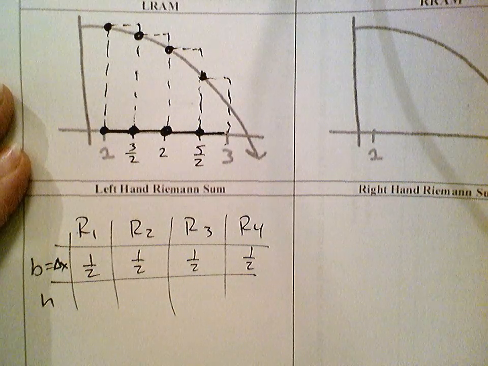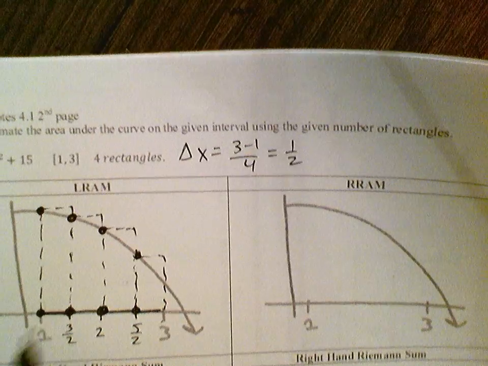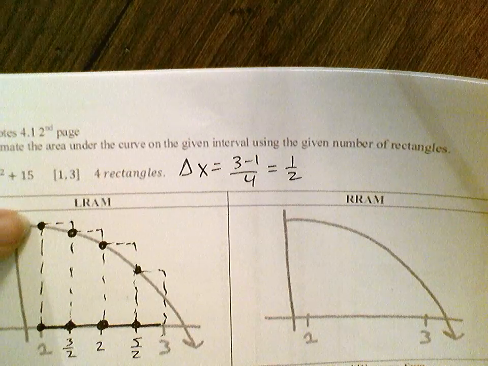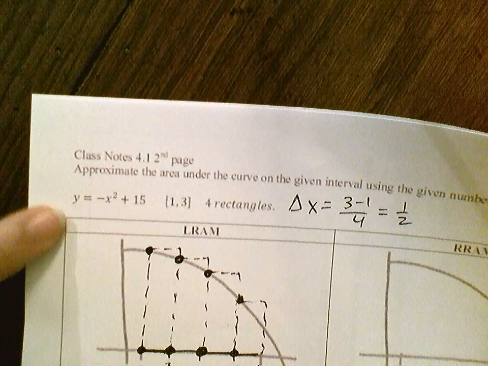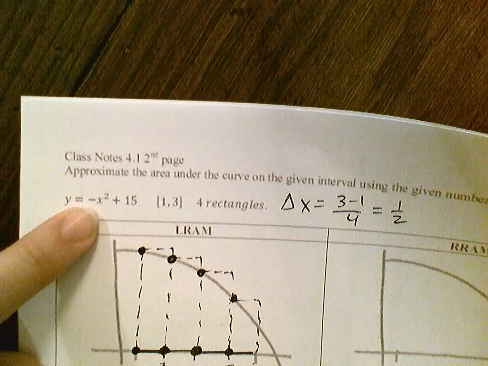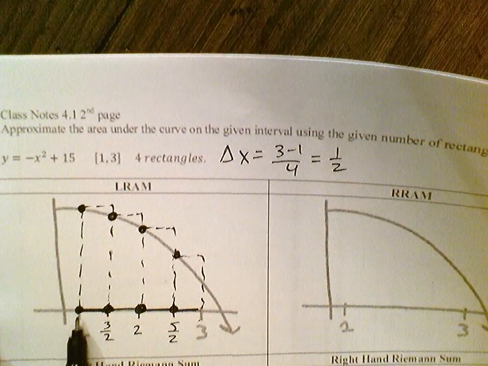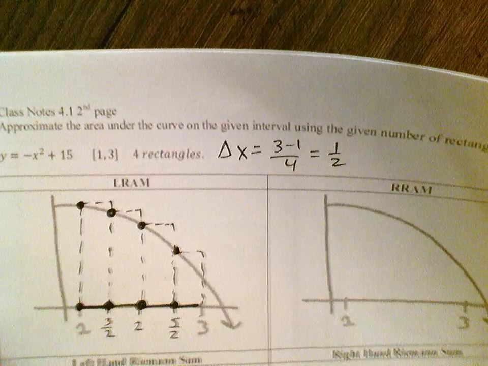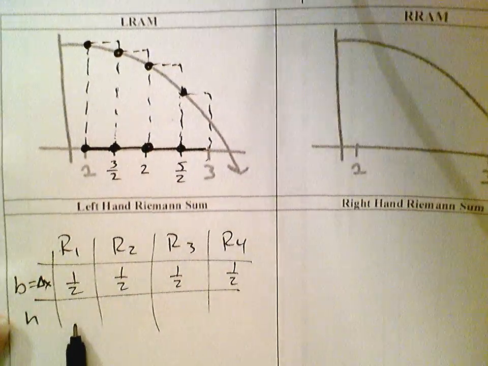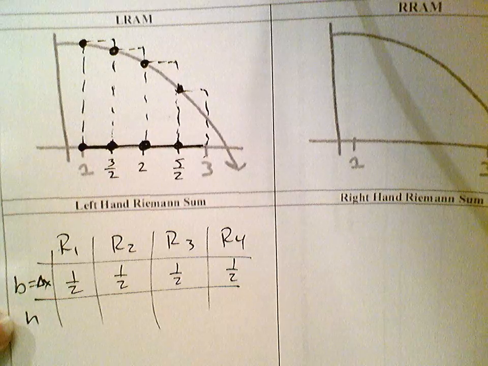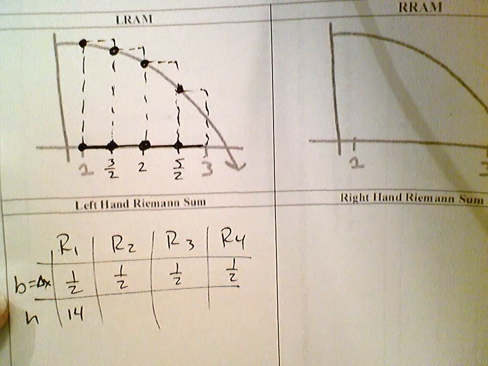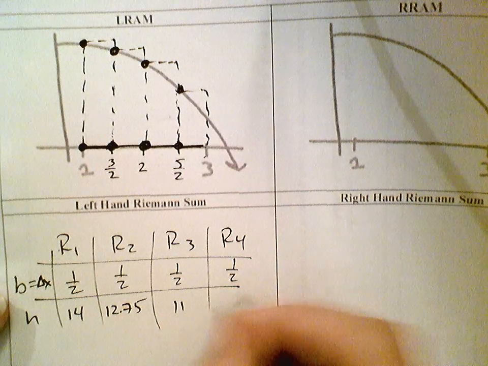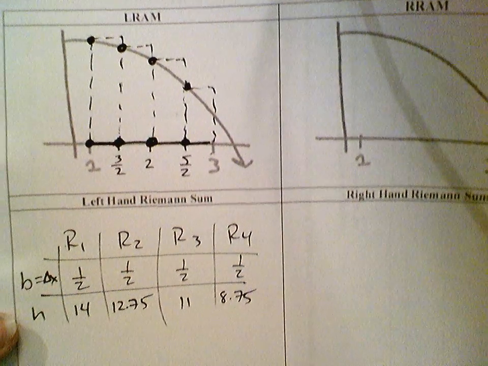But then the heights of the rectangles, how do you know what this height is? The height is this y value. How do you get that y value? You plug it into the original function, which is right here. They're all the graphs of that function. So for the first height, I plug 1 into the original function. For the second height, I plug 3/2 in. I keep plugging the left endpoint of each subinterval into the original function, and that will give me the function height there. I've already done it in my calculator. So I got 14, 12.75, 11, 8.75.